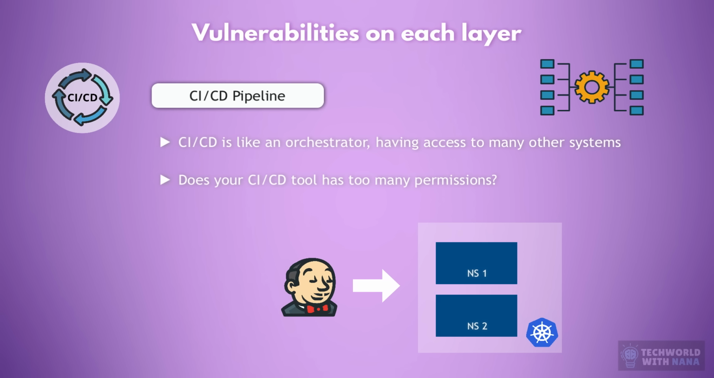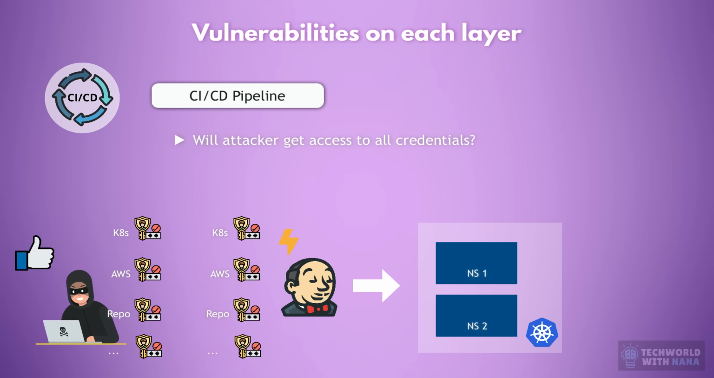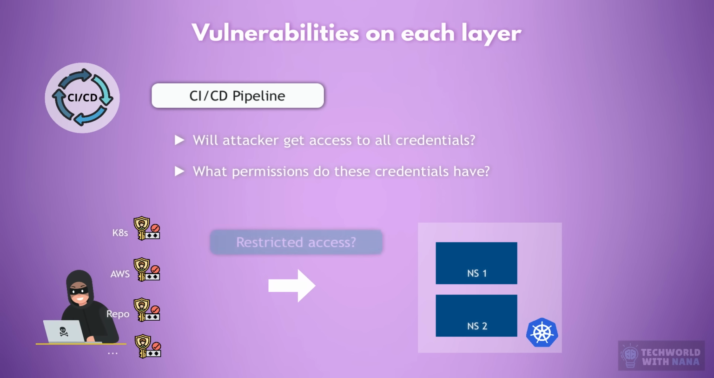So basically, if an attacker hacked into one system like the CI/CD platform, will the attacker then get access to credentials stored in your CI/CD platform to your private repositories, Kubernetes cluster, AWS account, basically all the platforms that it connects to? And if yes, what permissions do those credentials have? Are they restricted? Or can they do a lot more damage?